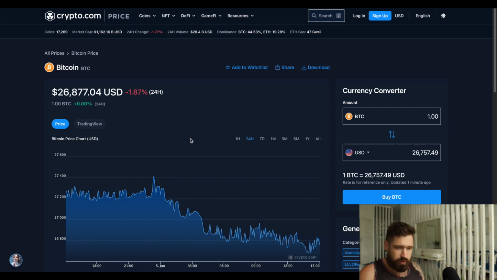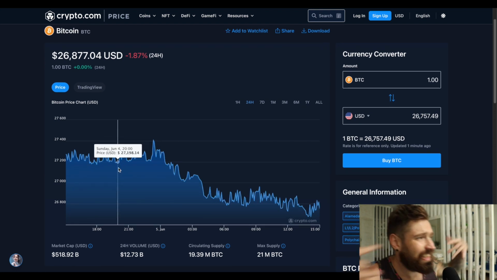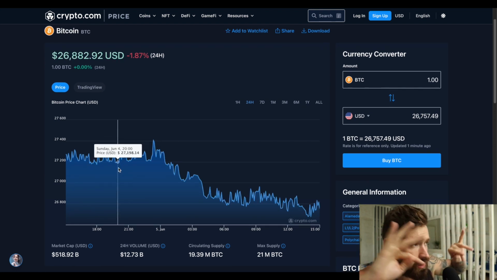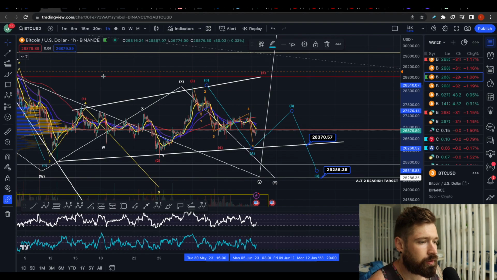We're currently sitting at 26.8K, down almost 2% on the day. Seeing a market cap of 518 billion, 24-hour volume 12.73 billion. Let's hop into the charts. We're going to start here.